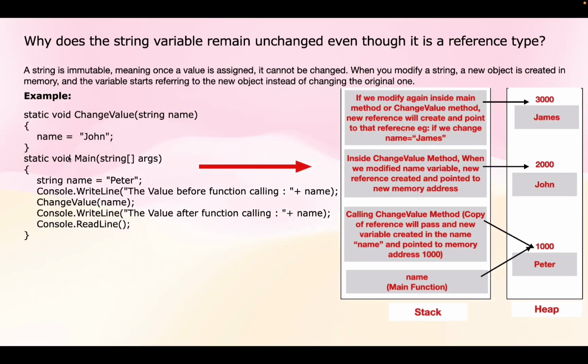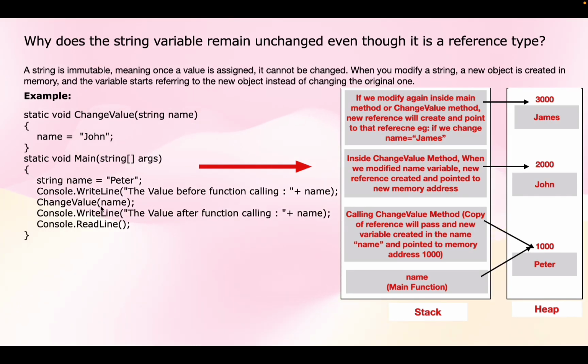That means, in the example which we already saw, inside the main function we created a string variable and assigned it as Peter. Note, string is a reference type, so actual values are stored in heap memory and the reference of that variable is maintained in stack memory. Now assume the value Peter is stored in memory address 1000. So inside stack memory, the reference of the variable name points to 1000 now.